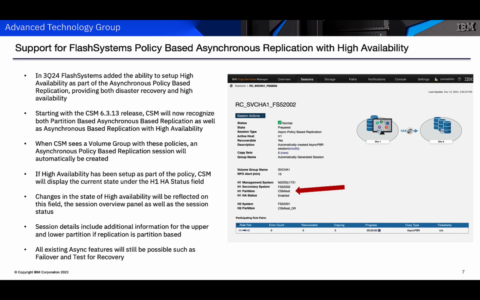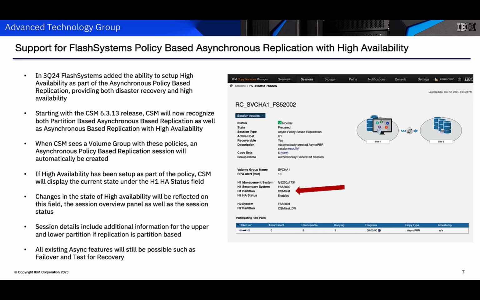We recognize all that, and you'll see now in the session details panel a lot more information. In the case of a partition with high availability, you'll see the upper partition's H1 management system, the secondary system. You'll see the partition names. You'll see the status of high availability. So that's whether it's enabled or there's a problem.